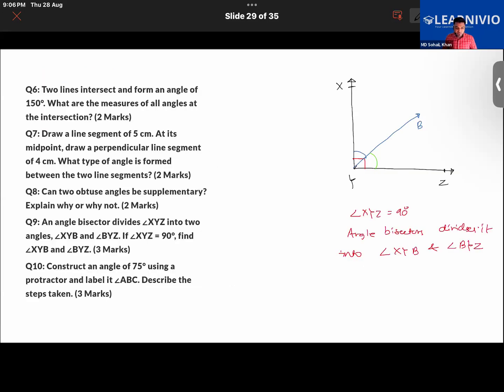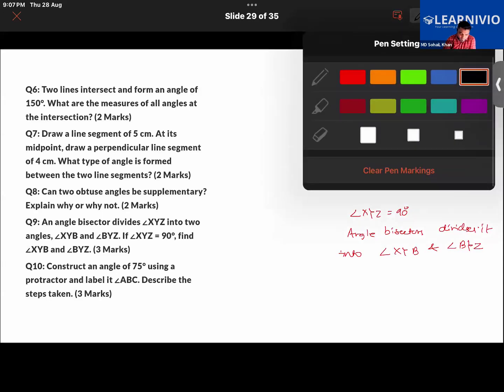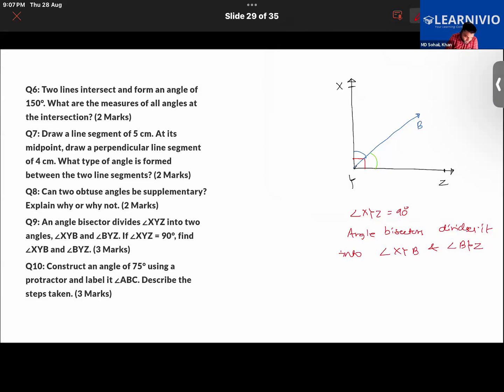It has been sent. It will take a second to go. Yeah, I have sent it in the chat box, Nafis. Habib, are you drawing the angle? Yes. Good. This one, right? Yeah, question number 9.